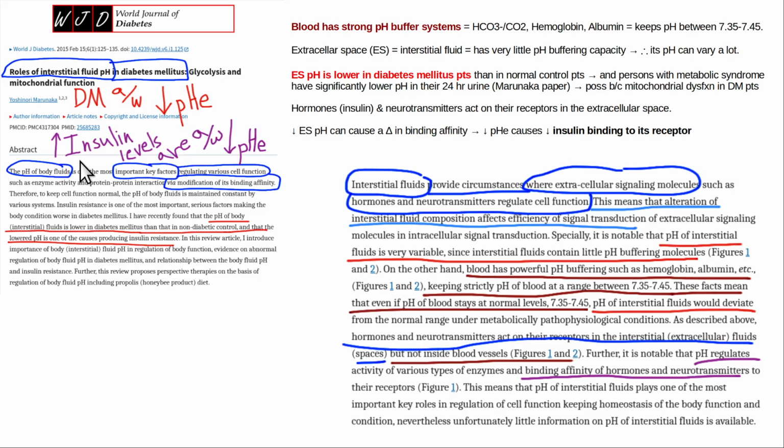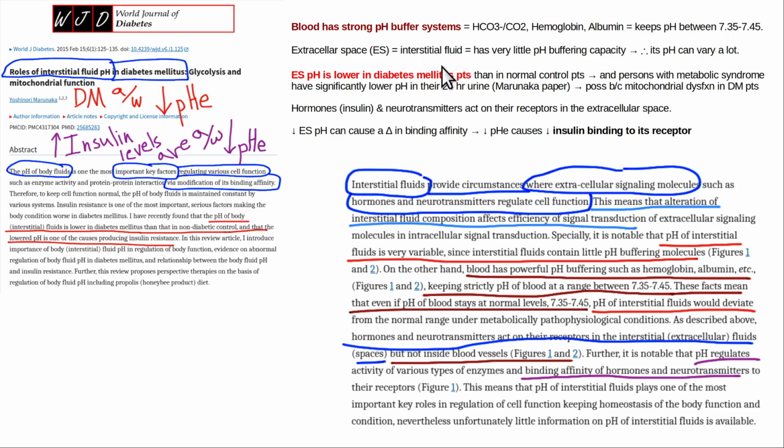Insulin levels are increased, and when they're increased, they're associated with decreased pH in the extracellular space. I just went over all of that. And the reason you don't see a big change in the blood pH is because the blood has strong pH buffer systems. It's got the bicarbonate CO2 system. It's got hemoglobin related to buffering. Hydrogen protons can bind to hemoglobin. The hydrogen protons can bind to albumin. And all of that is very good at keeping the pH of the blood tightly regulated between 7.35 and 7.45.